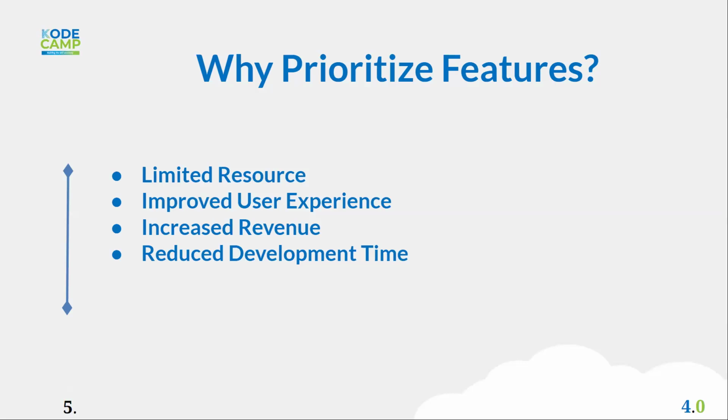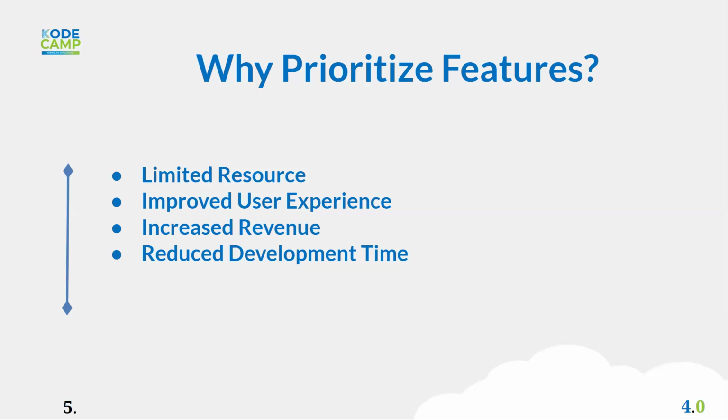Then you have improved user experience. Feature prioritization helps designers and product managers to focus on the most valuable features first. That also leads to what users will love and what users find intuitive to navigate with. Then you have increased revenue. Feature prioritization helps to identify features that address users' needs and pain points, and also lead to higher income. The goal of every business is to make profits, right? It's to make money, profit.